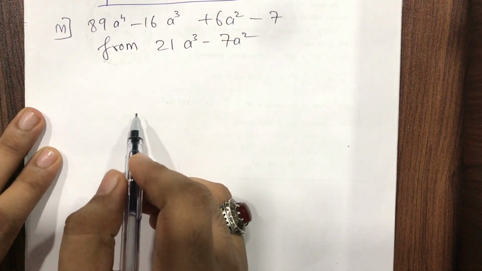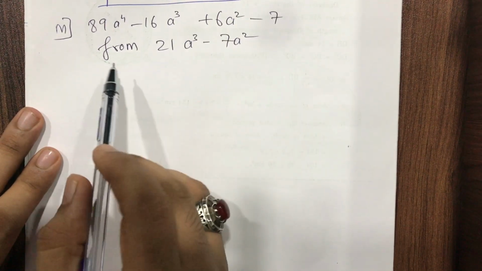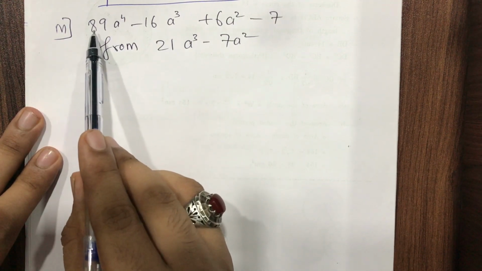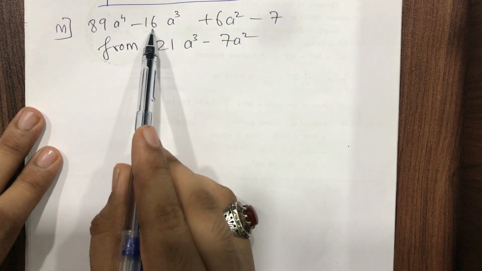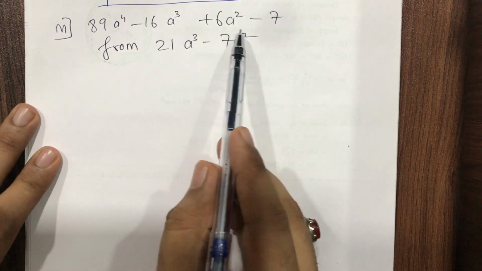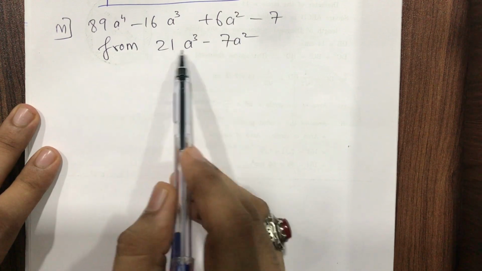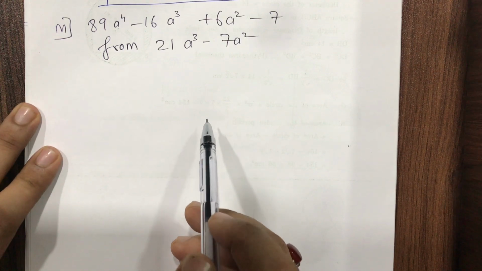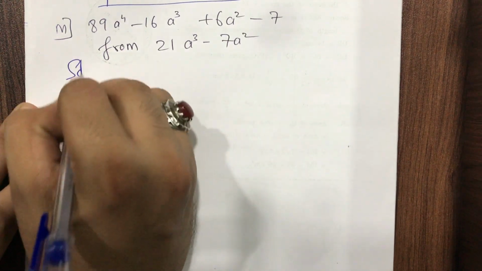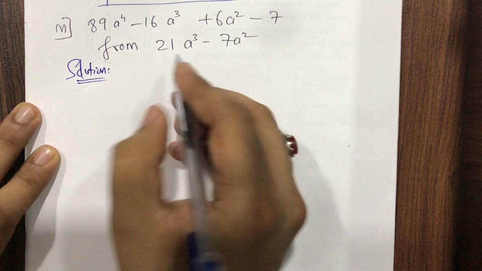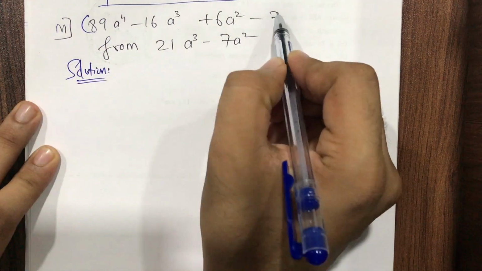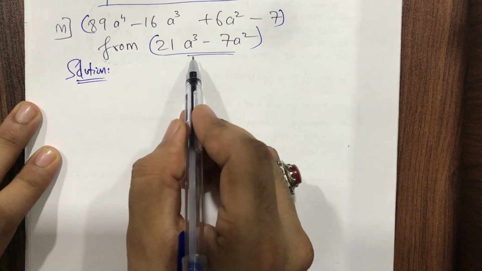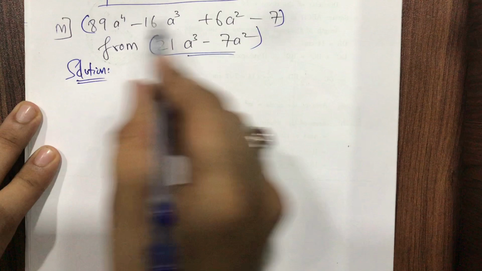Now the next question, students, same, subtract the following. In that question, sub question M, subtract the following. Subtract 89a raised to 4 minus 16a cube plus 6a square minus 7 from 21a cube minus 7a square. This is the question. So let's start with the solution. We need to subtract this complete polynomial from this polynomial.